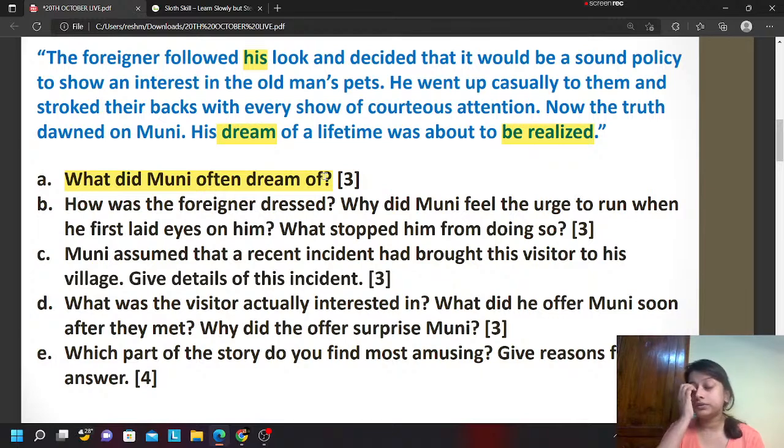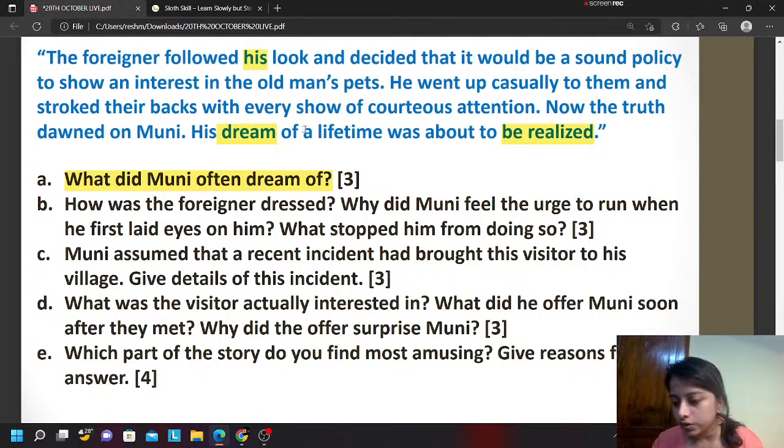His whole idea was that he would rear those goats with proper nutrition, so that later he could sell them off and make some profit, and with that money he could open some kind of a shop. Okay, and he would display fried nuts, colored sweets, and green coconut for the thirsty travelers from the passing highway. So this was the answer for question number A.